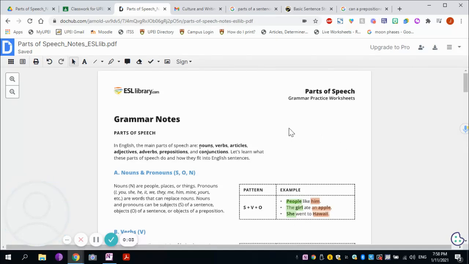Hello again. We're going to talk now about parts of speech. In English, the main parts of speech are nouns, verbs, articles, adjectives, adverbs, prepositions, and conjunctions. Let's learn what these parts of speech do and how they fit into English sentences.